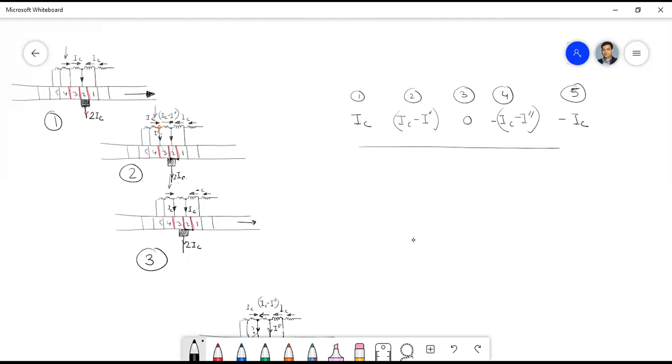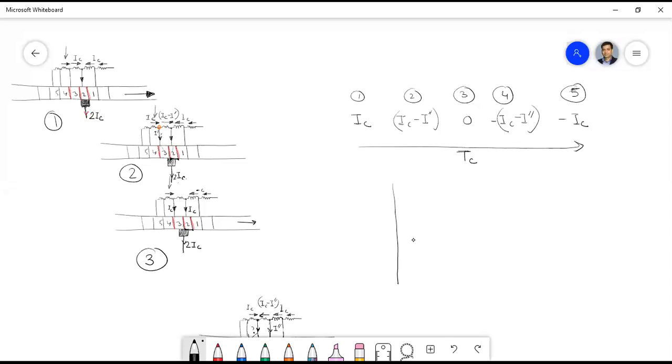And if this total time is Tc, from 1 to 5, it will take some time to go from 1 to 5. This time depends on the speed of the machine. So that time is called the commutation time Tc.